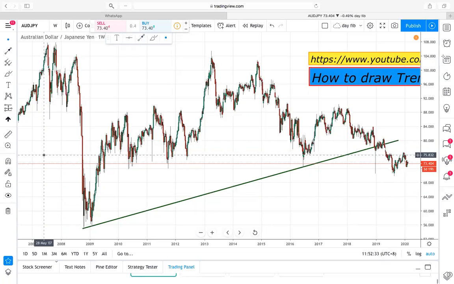Now in this case, the trend line will determine for me whether to buy or to sell.